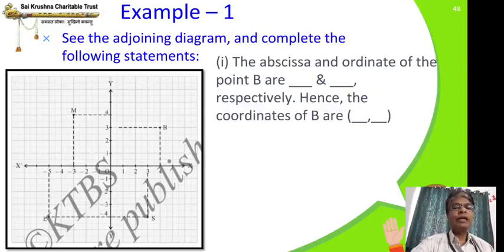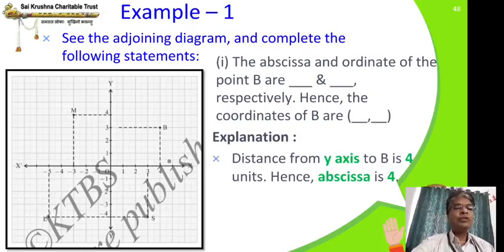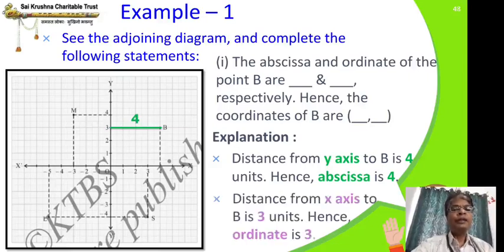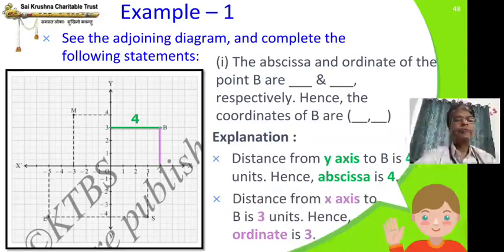Okay, so let me start one by one. What are the steps? Distance from y axis to B is 4 units. Hence, abscissa is 4. I will mark the line also. You see there the green line, that is, if you see from y axis, not origin, y axis to B, it is 4 units, because you can see O to the point B on the x axis is 4. So, abscissa is 4, and distance from x axis to B is 3 units. See the purple line. So, this is 3 units.